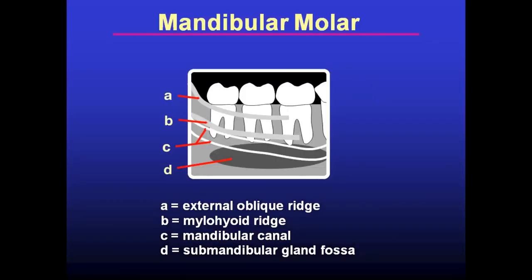So again, in diagrammatic representation, you can demarcate here the A that has been pointed out. This is your external oblique ridge. Below that is your internal oblique ridge or your mylohyoid ridge. Followed by that is your mandibular canal, and then a radiolucent mass-like structure that you see is your submandibular gland fossa.